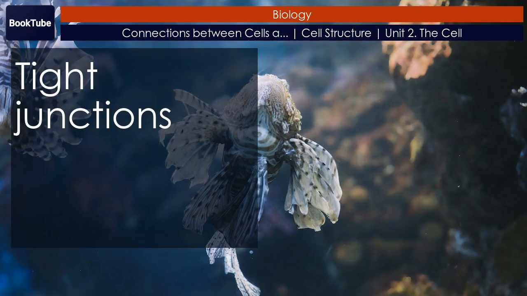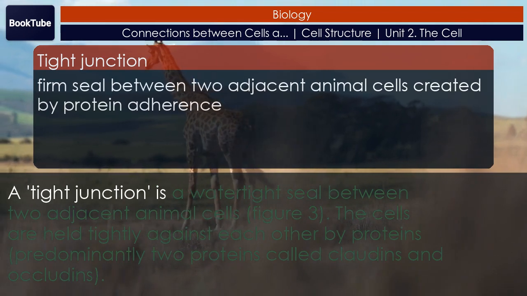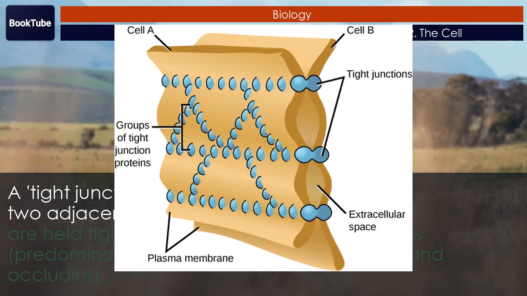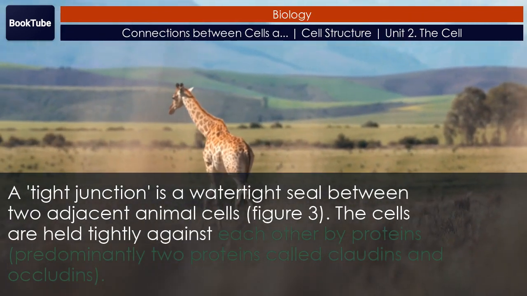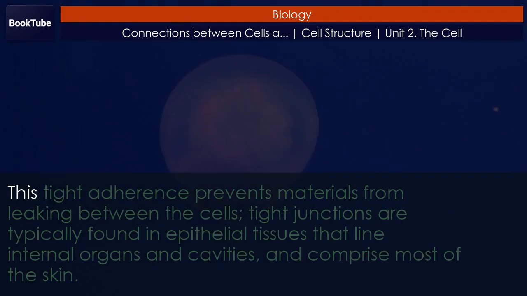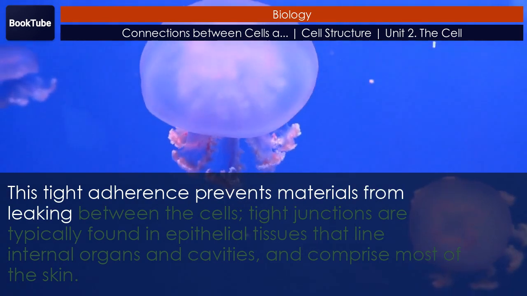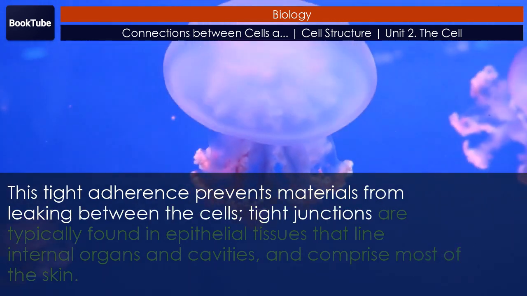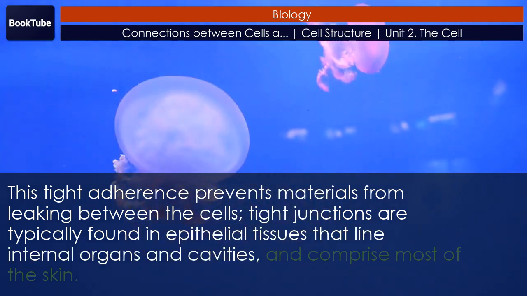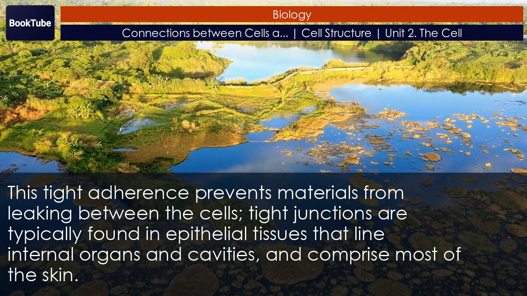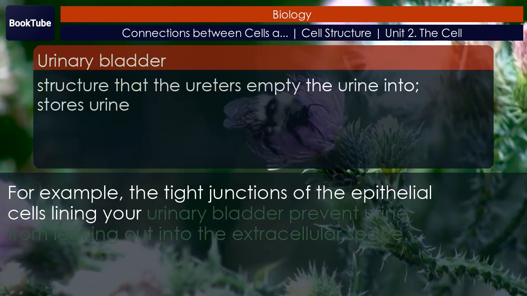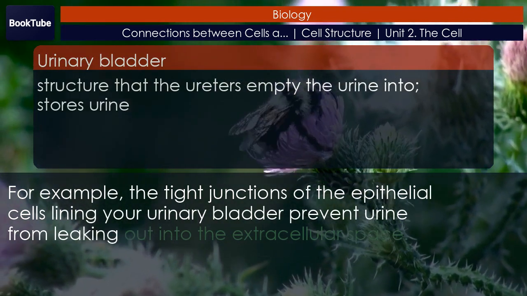Figure 2. Tight junctions. A tight junction is a watertight seal between two adjacent animal cells. Figure 3. The cells are held tightly against each other by proteins, predominantly two proteins called claudins and occludins. This tight adherence prevents materials from leaking between the cells. Tight junctions are typically found in epithelial tissues that line internal organs and cavities, and comprise most of the skin. For example, the tight junctions of the epithelial cells lining your urinary bladder prevent urine from leaking out into the extracellular space.